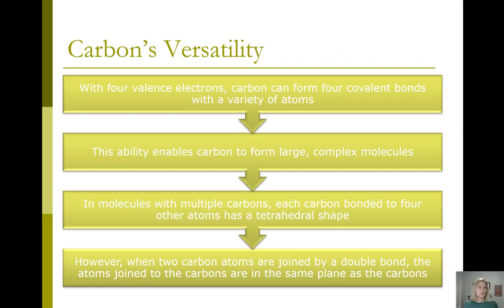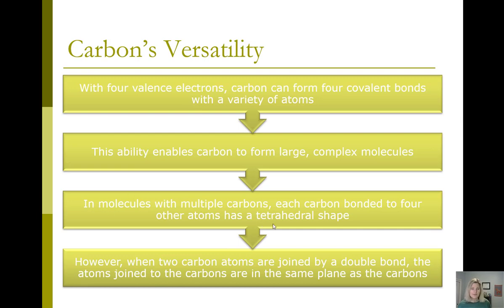So why is carbon so versatile? We already talked about how it has 4 valence electrons in its outermost shell. Because of that, it doesn't really form ionic bonds, since it would have to lose 4 or gain 4 electrons, which probably isn't going to happen. So it forms covalent bonds. Because it has 4 empty spots in its valence shell, it can have 4 covalent bonds, bonding with a variety of different atoms. That allows it to form very large and complex molecules.